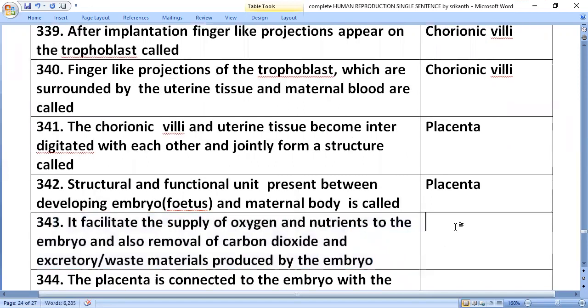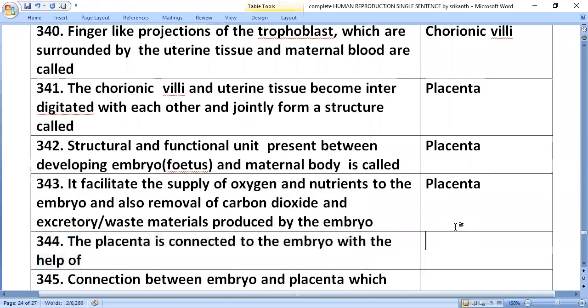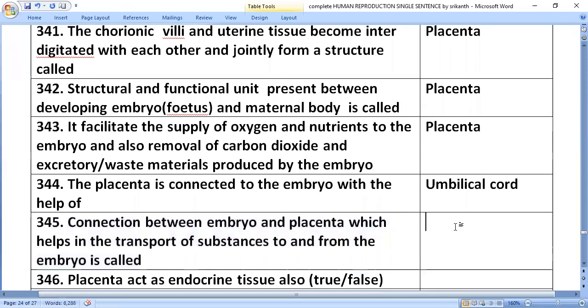It facilitates the supply of oxygen and nutrients to the embryo and also the removal of carbon dioxide and excretory waste material produced by the embryo. The placenta is connected to the embryo with the help of the umbilical cord. The connection between the embryo and placenta, which helps in the transport of substances to and from the embryo, is called the umbilical cord.